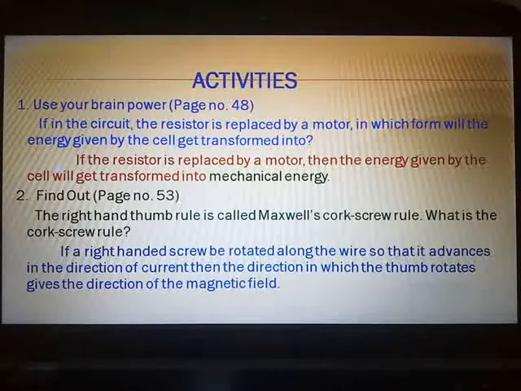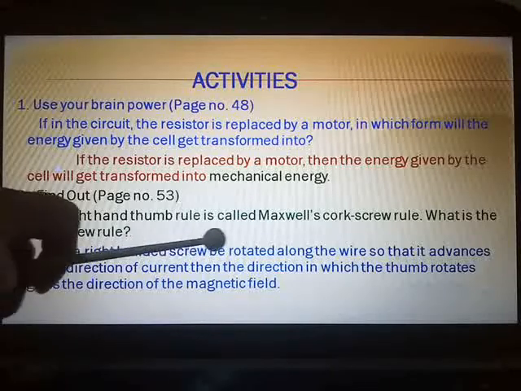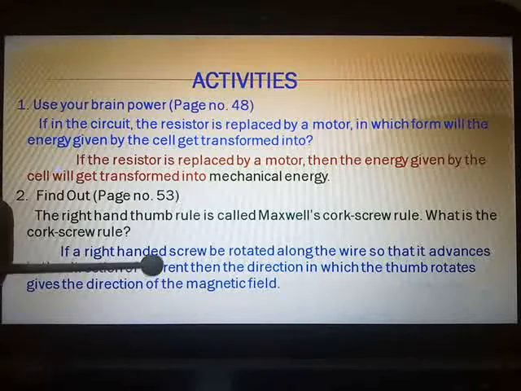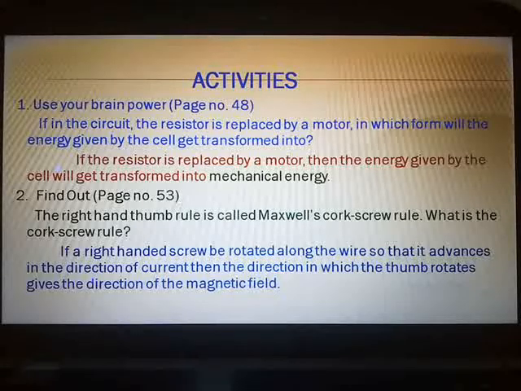So the corkscrew rule is, if a right-handed screw is rotated along the wire so that it advances in the direction of current, then the direction in which the thumb rotates gives the direction of the magnetic field. You know about the right hand thumb rule, that the direction of the fingers is the direction of magnetic lines of force and your thumb points in the direction of current. So if you search for the corkscrew rule on Google, you can write any rule, logically it should be correct.